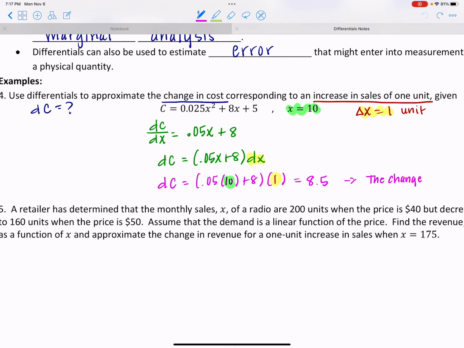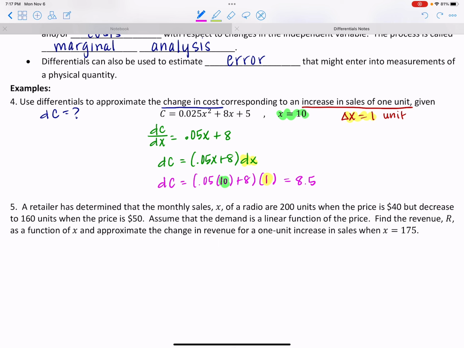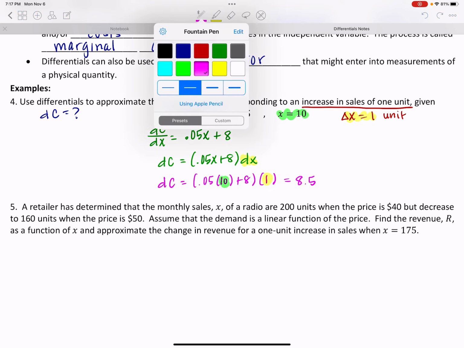Let's be more specific. So again, back to what this means. If for this particular company they can increase their sales by just 1 unit, so if they increase sales from 10 units, that's where we're starting in this one, to 11 units, then by increasing the sales from 10 units by 1 unit to 11 units, their cost will go up $8.50.